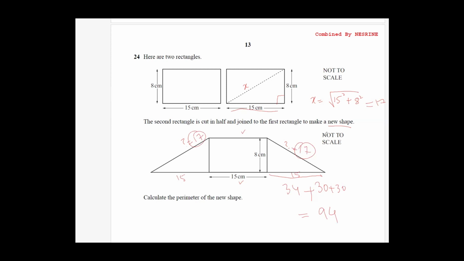No. Since it is the perimeter, perimeter is actually the length of the outer boundary. So the outer is this one, this one, this one, this one, this one, and this one. That means you do not need to include this side or this side. This is not to be included. Perimeter is going to be 94 centimeters.